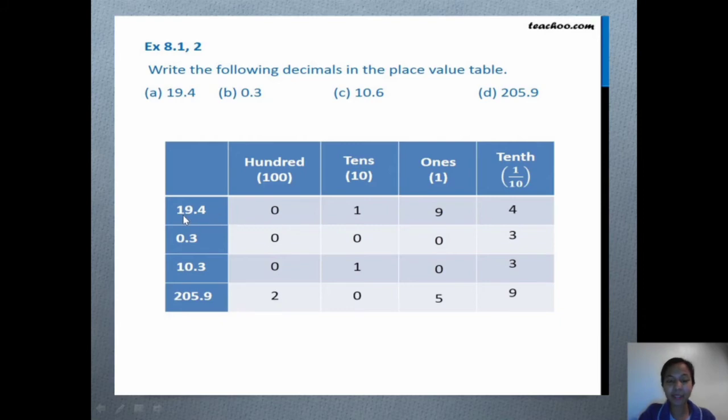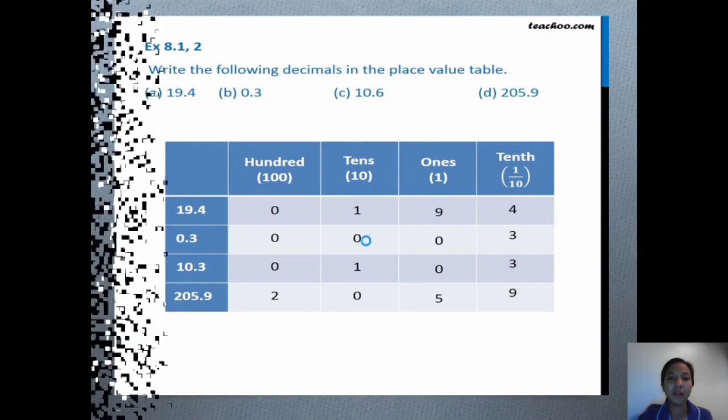Our tens here is 1. Alright, ones, tens. Okay, our answer is 1. Next, ones. Okay, our ones here is 9. Alright. Tenths, with TH, which means it is after the decimal point, so 4. Alright? Here, obviously, there is no hundreds. Alright, so just 0. There is no tens, or I mean 0 tens, so 0.